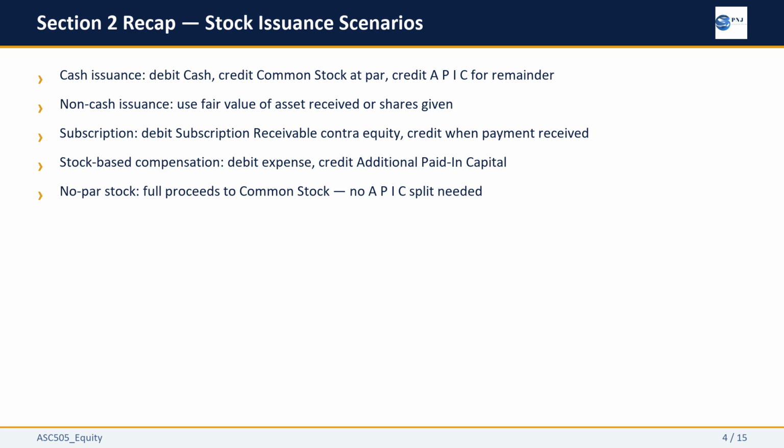Section 2 covered every stock issuance scenario. The cash issuance journal entry is always the same structure: debit cash, credit common stock at par, credit APIC for the remainder. Non-cash issuances use the fair value of whatever is more reliably measurable, the asset received or the shares given. Subscriptions create a contra-equity receivable, with cash at payment, not at signing. Stock-based compensation is expensed against earnings with a corresponding APIC credit. No par stock is simpler. Full proceeds go to common stock with no split required.